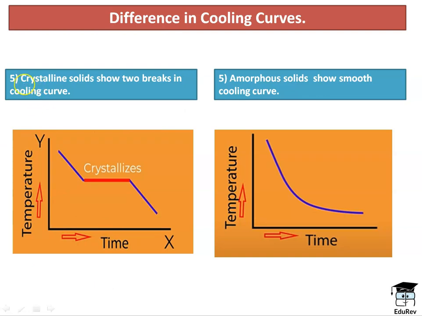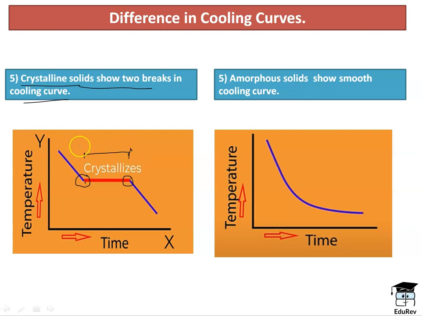Let's understand the property of crystalline solids and their cooling curve. Crystalline solids show two breaks in the cooling curve. Here you can see the difference. The cooling curve of crystalline solids has two breaks. One break is here and one break is here. And here we see that it has a constant.